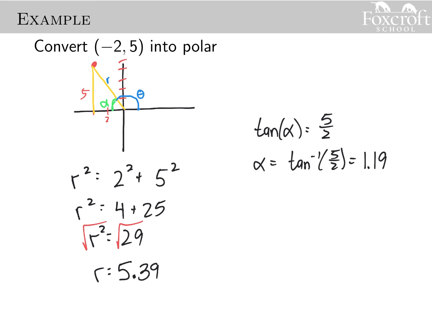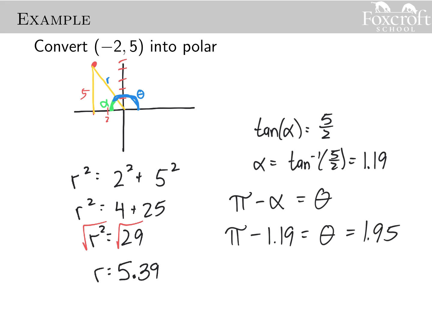But that's this green angle here, and that's not actually the blue angle I want for my final answer, because that's the rotation from that initial x-axis. So how can I figure it out? Well, like I said, theta and alpha combine to give me the full half circle. So I take the half circle and I subtract away alpha. That's going to give me the theta I'm actually looking for. So pi minus 1.19 is theta, and that is going to be 1.95. Right, so now I know my point in polar. I go a distance of 5.39 along the angle 1.95.